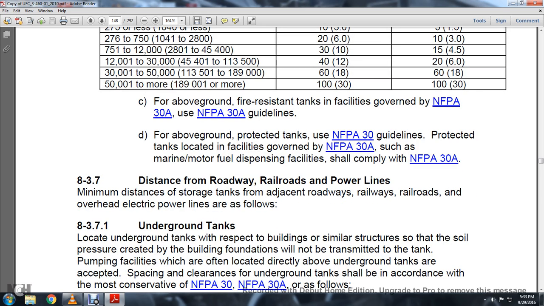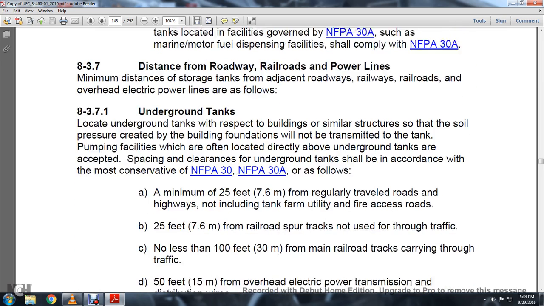8.3.7 Distance to the roadway, railroads, and power lines. Minimum distance of the storage tank to adjacent roadways, railways, roads, and overhead electrical power lines are as follows. 8.3.7.1 Underground tanks. Locate underground tanks with respect to buildings and similar structures so that the soil pressure created by the building foundation will not be transmitted to the tank, and pumping facilities, which are often located directly above the underground tanks. Accepted spacing clearance for the underground tanks would be in accordance with the most conservative NFPA 30 as follows.